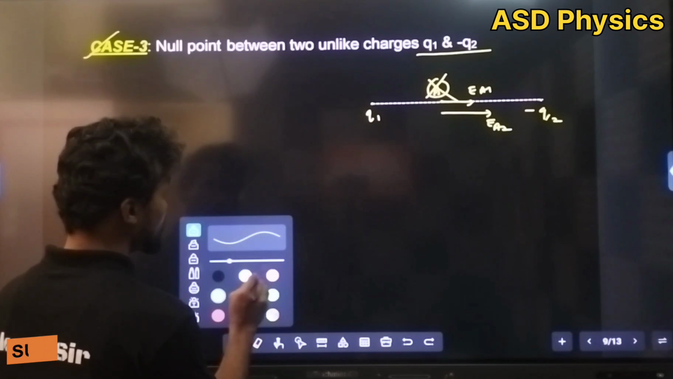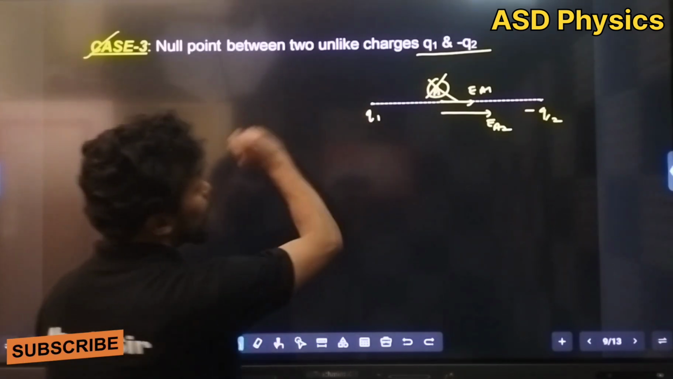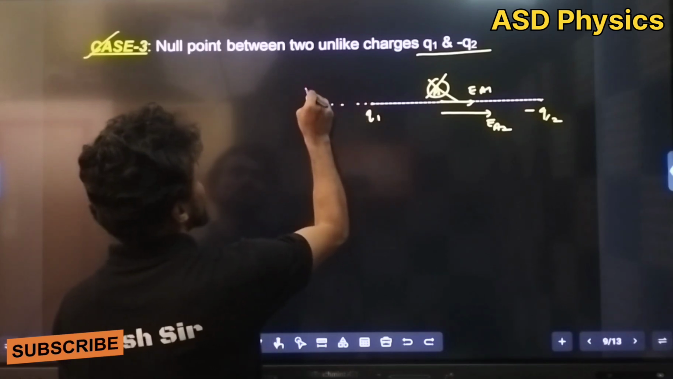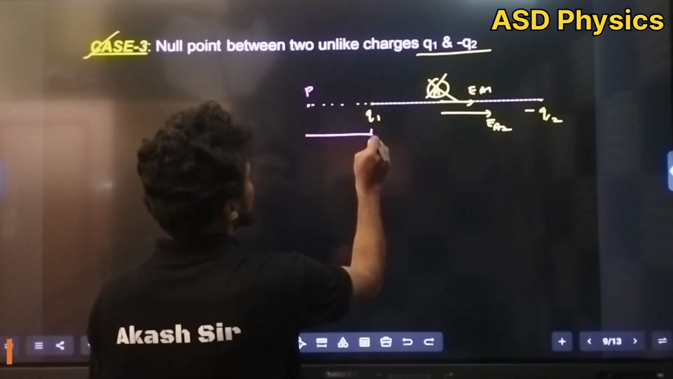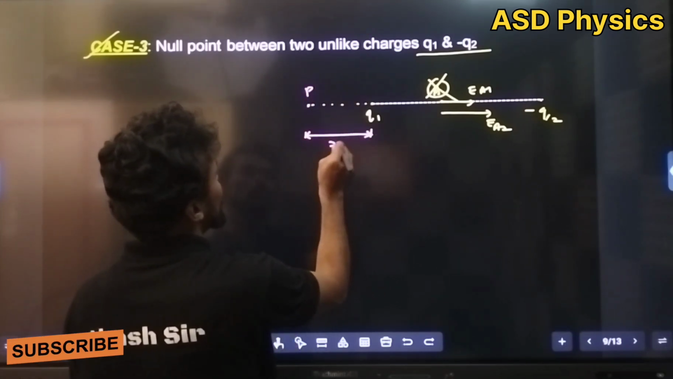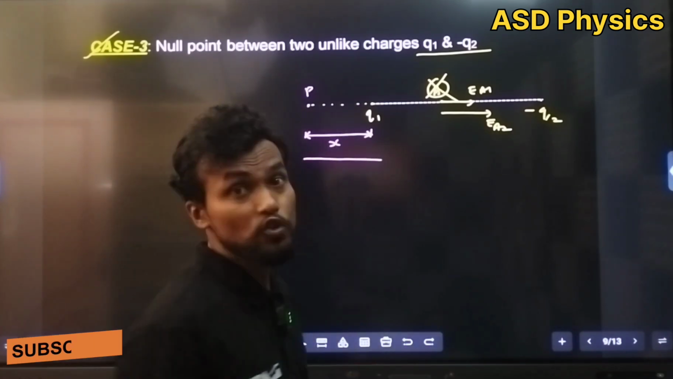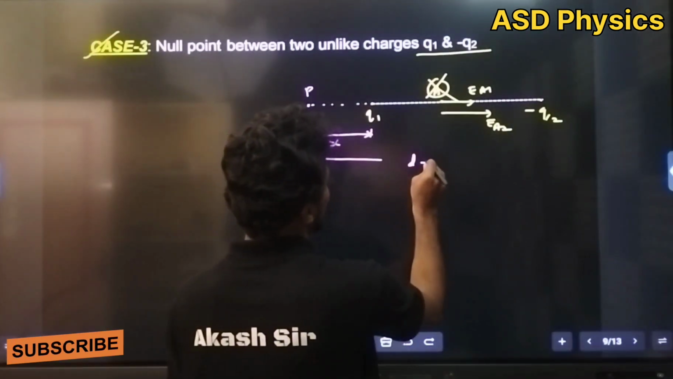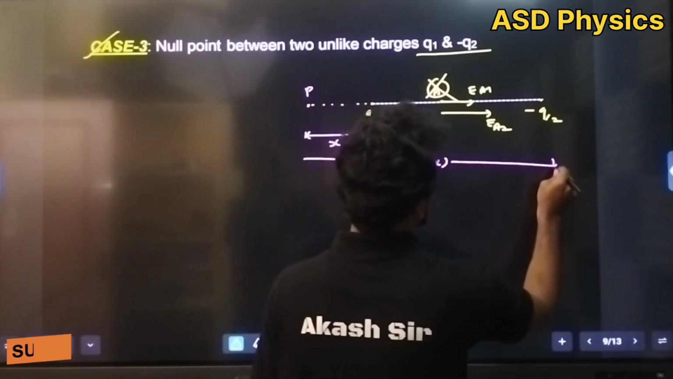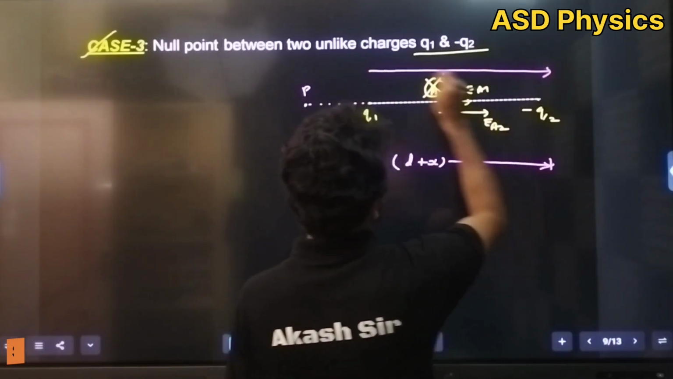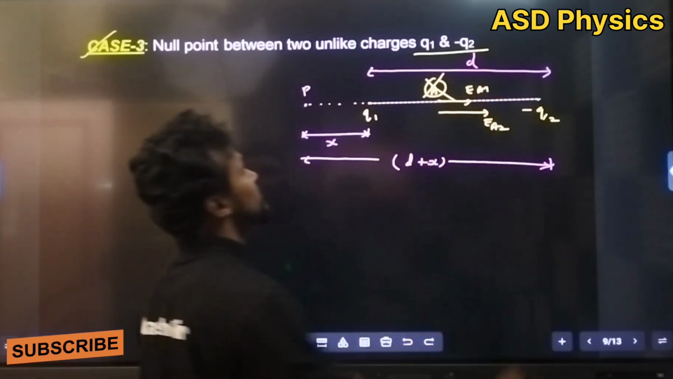That means where is the null point possible? The null point will be possible outside of the charges. Let's take for example that I have taken the null point here, this is point P. The distance of point P from Q1 is X. And the distance of point P from minus Q2 will be how much? D plus X. Why? Because the distance between the charges is D.